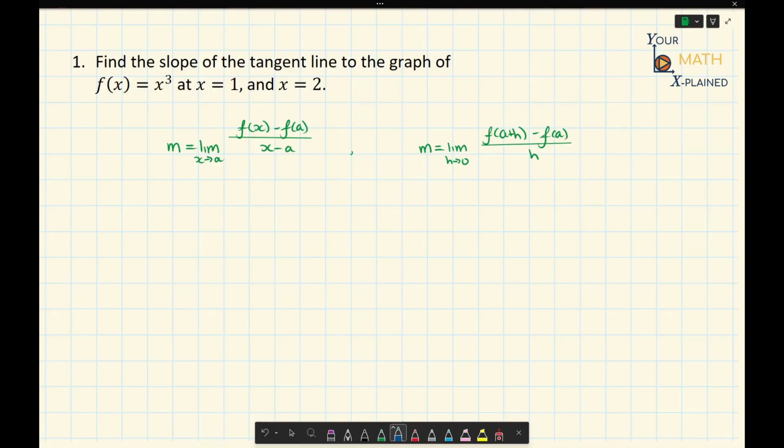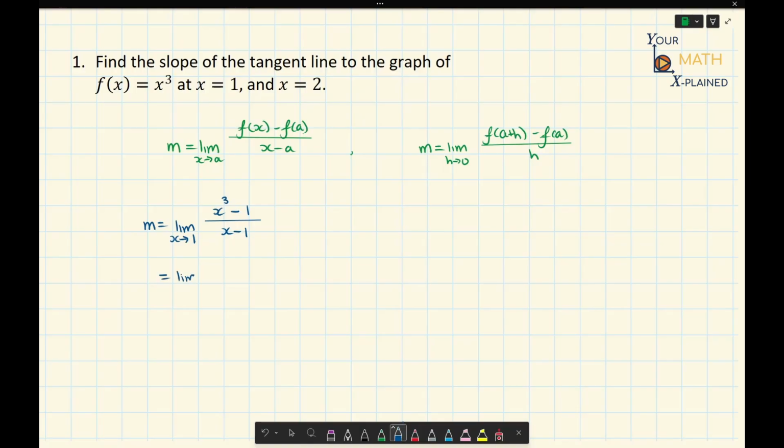So for the first one, we're going to get m is equal to the limit as x approaches, and then our a value here is 1, and then we would have f of x. So our f of x is x cubed, and then f of a would be 1 cubed, so that'll be 1. And this is over x minus 1. And now we can use difference of cubes to factor out our numerator.